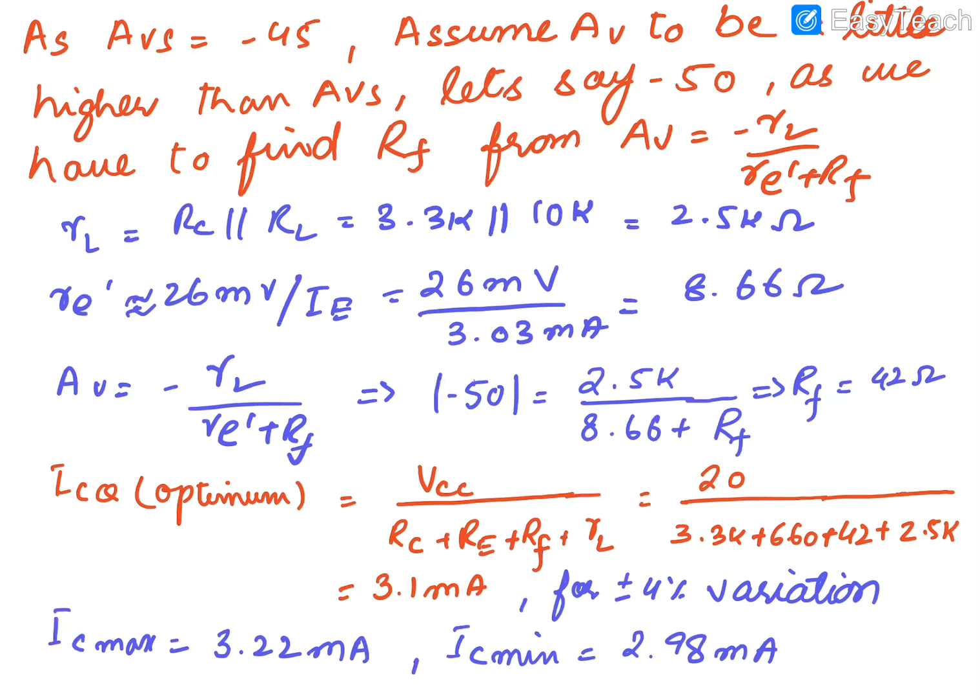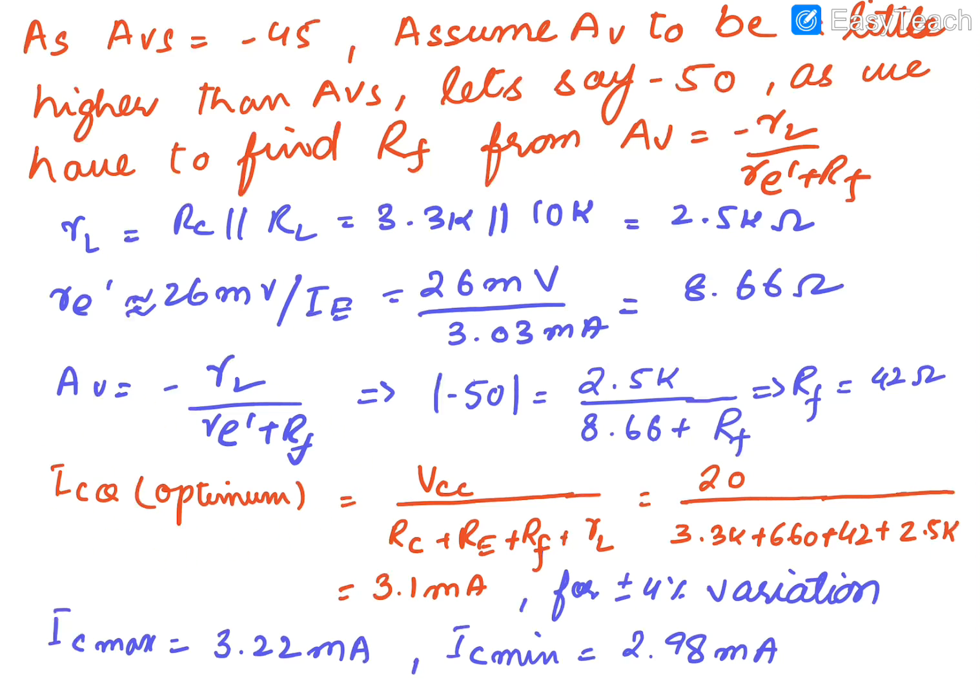So RL dash is equal to the parallel combination of RC and RL, and RE dash is 26 millivolt divided by IE. We have found the value of IC, which is approximately equal to IE, and RE dash is now equal to 8.66 ohm. So AV is equal to RL dash over RE dash plus RF. We have put the modulus value of 50, minus 50, and RL dash is 2.5K divided by 8.66 plus RF, from where we can find the value of RF, which is equal to 42 ohms.